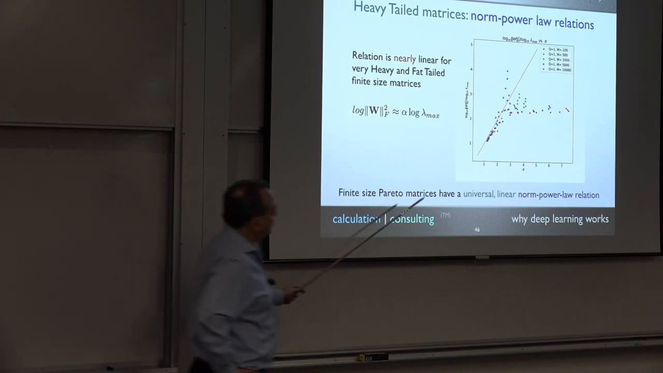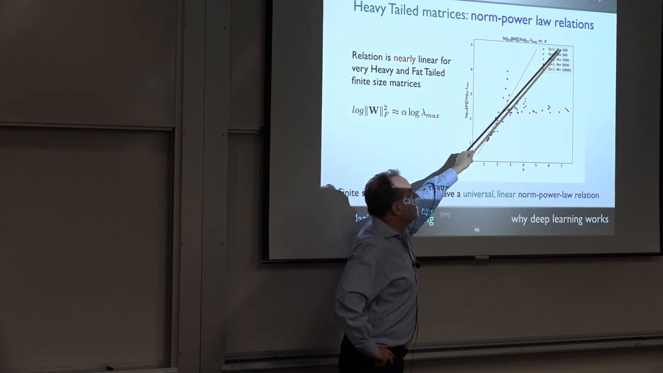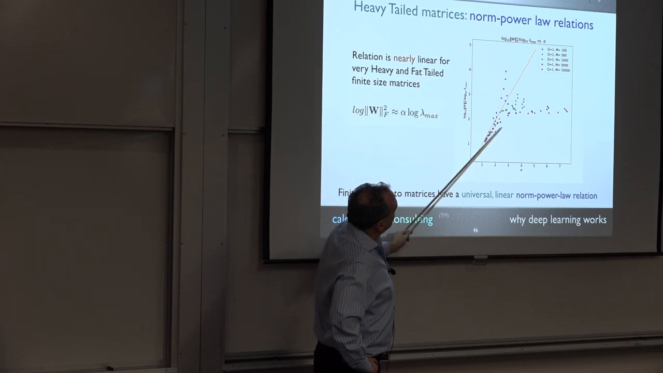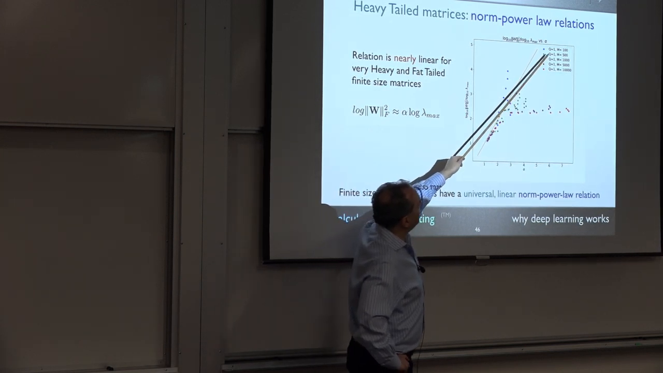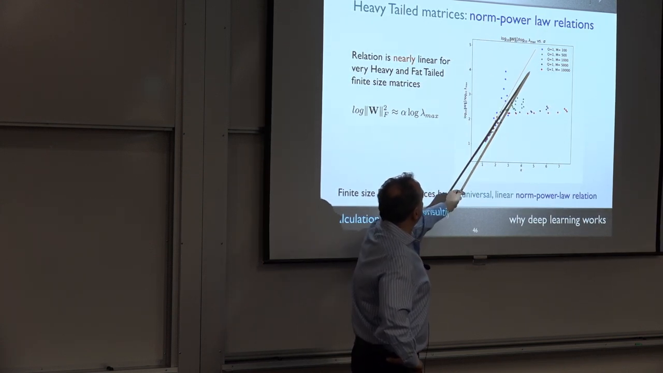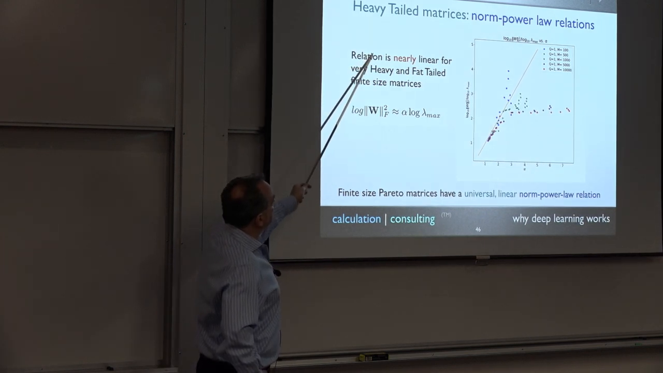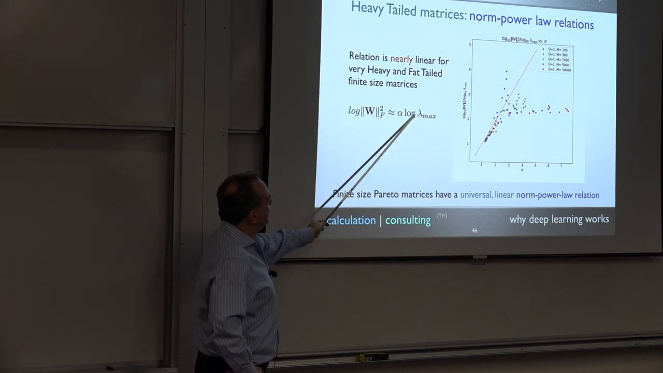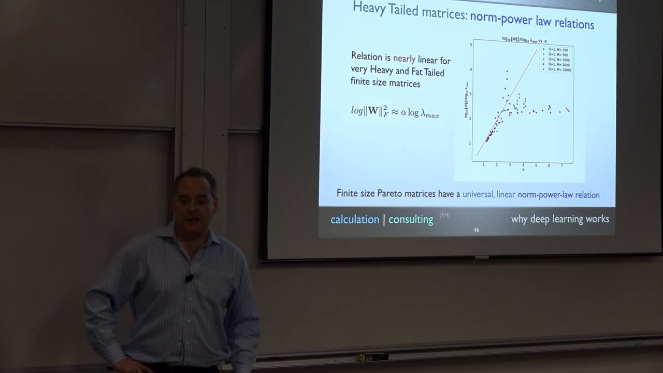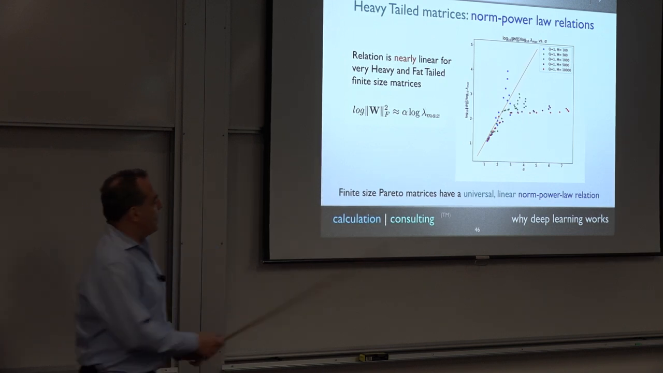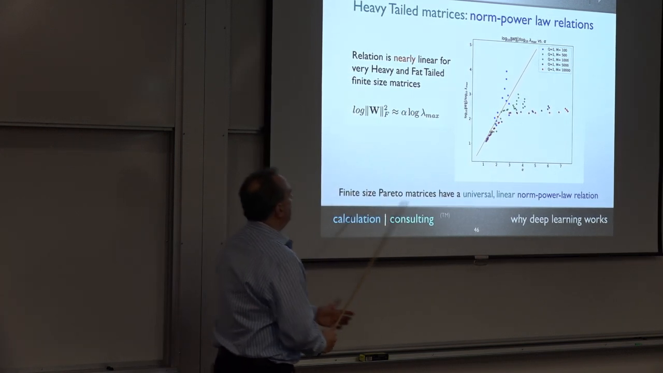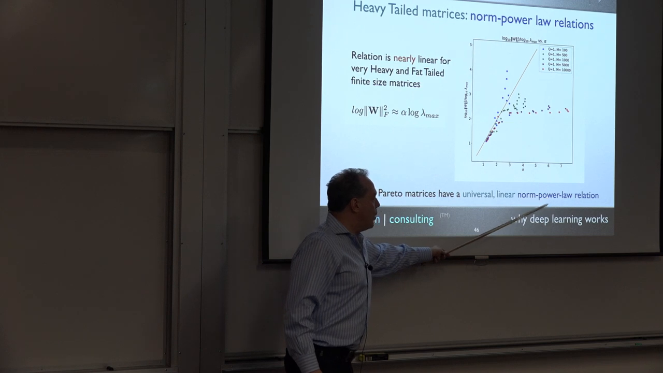And what you find is if you pick Q equals 1 and just vary the size, so n is m, up to 10,000, the red line being 10,000. When you get into the size of the matrices we see in deep learning, which are between 100 and 500 eigenvalues, maybe 1,000, you actually see an almost linear relationship. So the relation between the log norm and alpha log max is nearly linear both for very heavy-tailed and even for these fat-tailed finite-size matrices. That's what we're going to use. Remember, this is just simulated data. We'll actually have this universal norm power law relation.